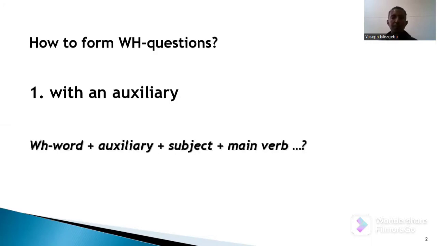Here is the first one. When there is an auxiliary verb, it has its own structure, and where there is no auxiliary verb, it has also a different pattern. If the sentence consists of an auxiliary verb, the WH questions can be formed in such a way. We have the WH word, what, who, whom, which, plus auxiliary verb, plus subject, plus main verb. So the auxiliary verb is the second verb that we use in order to support the main verb.